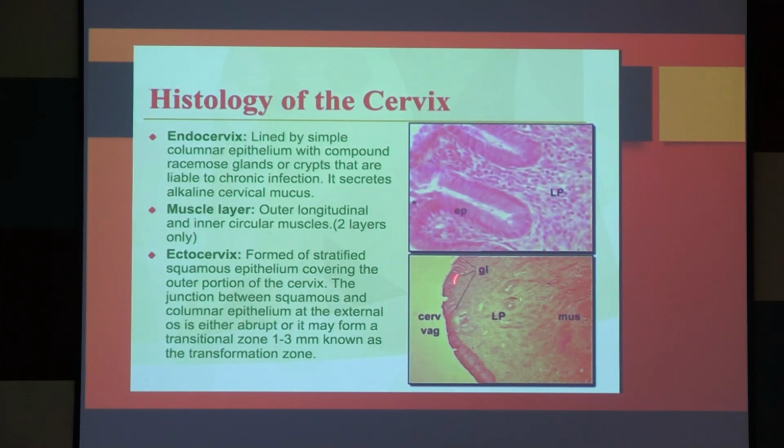SCJ, Squamo-Columnar Junction. That is the area where changes take place during the hormonal variations of the cycle. When hormone levels are very high, it moves downwards. When they are very low, it moves up. So that variation occurs. Because of these epithelial changes, this area is very vulnerable to developing carcinoma of the cervix. So carcinoma cervix takes place at the Squamo-Columnar Junction.